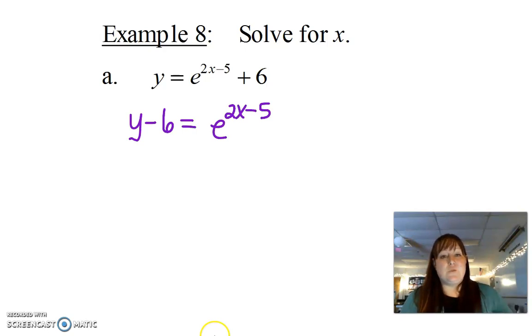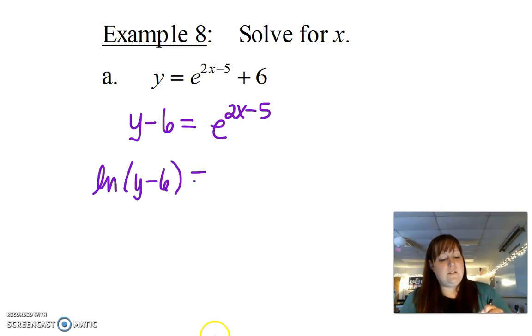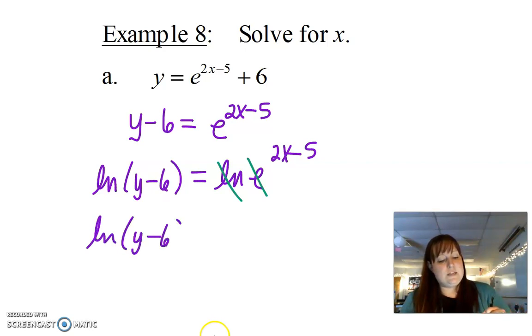Now, if I take the natural log of both sides, that e will be undone, right? It'll undo the e. So let's do that. Let's take the natural log of both sides. So I can just leave that like that. When I take the natural log of e to some power, these undo each other, and we end up with the natural log of y minus 6 equals 2x minus 5.